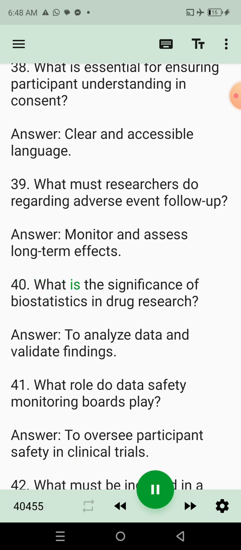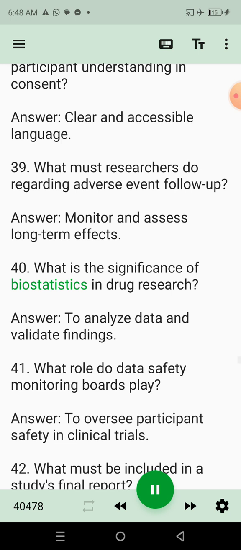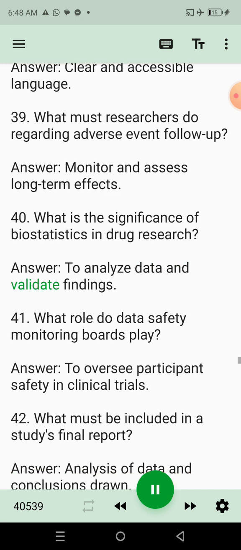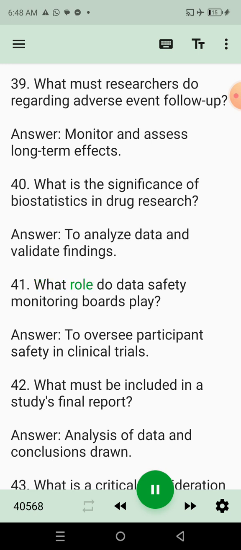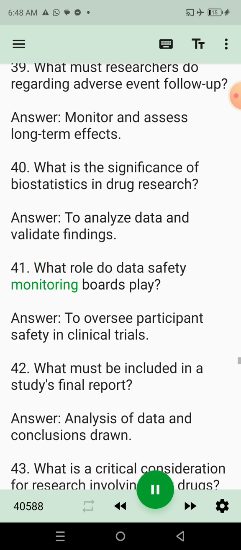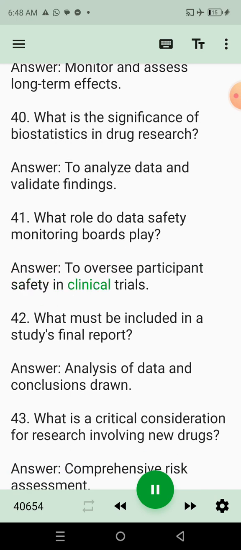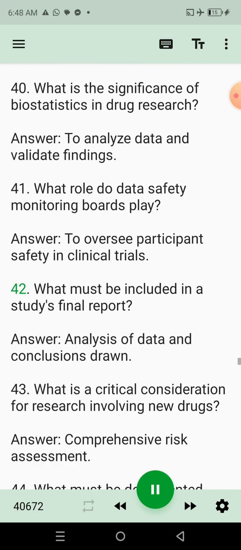40. What is the significance of biostatistics in drug research? Answer: to analyze data and validate findings. 41. What role do data safety monitoring boards play? Answer: to oversee participant safety in clinical trials.